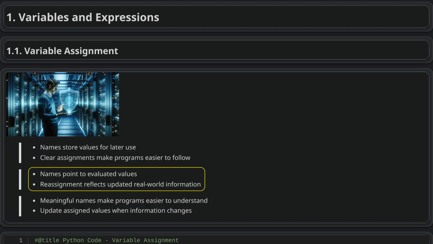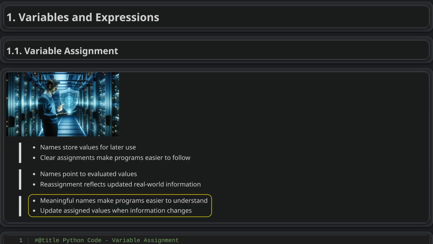In Python, assignment means evaluating a value and connecting it to a name so the name can be used later in calculations or output. If you assign a new value to the same name, Python updates what that name refers to. This makes assignment useful for information that changes over time, such as production, inventory, or costs.